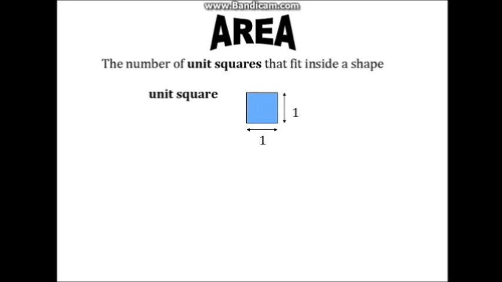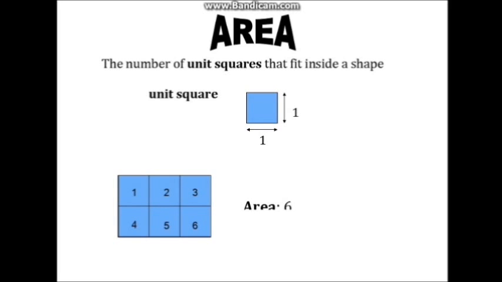So for example, let's say we want to find the area of this shape here. Let's draw in a few light grid lines to help this out. This shape contains 6 of these unit squares, so it has an area of 6.